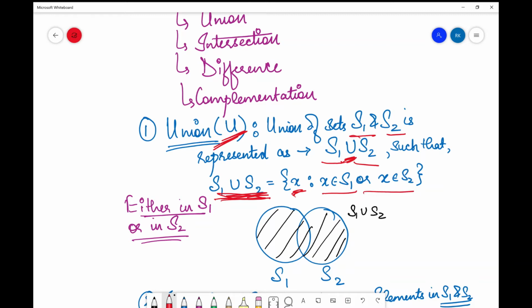What would be the rule? That either the element would belong to S1 or it would belong to set S2. And how would we represent them in the form of a Venn diagram? If there is some set S1 and some set S2 and they have some overlapping or common elements, then their union will be represented as the entire portion which marks S1 as well as S2. As you can see, there is some overlapping portion, but you need to remember that whichever are the common elements, you would just write them once.